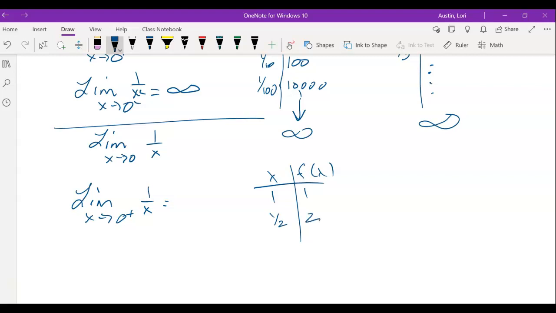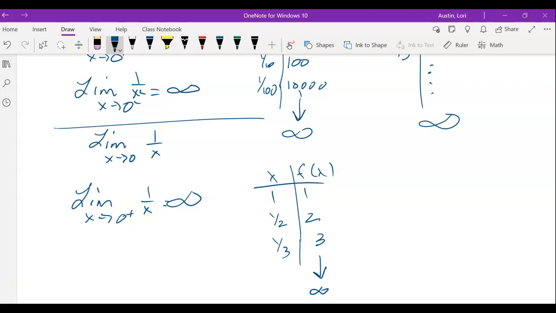Two. 1/3 is what? Yeah, it's still going to go, it's just not going to go as fast, but isn't it still going to go to infinity, everybody? Yeah, what's 1/10? 10. What's 100? What's 1,000,000? A million. As you get closer to 0, that is still going to approach infinity. So yes, that's infinity.